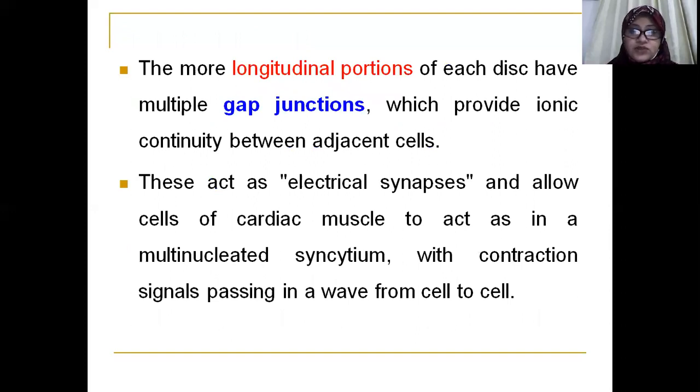The more longitudinal portions of each disc have multiple gap junctions, which provide ionic continuity between adjacent cells. These act as electrical synapses and allow cells of cardiac muscle to act as a multinucleated syncytium, with contraction signals passing in a wave from cell to cell.